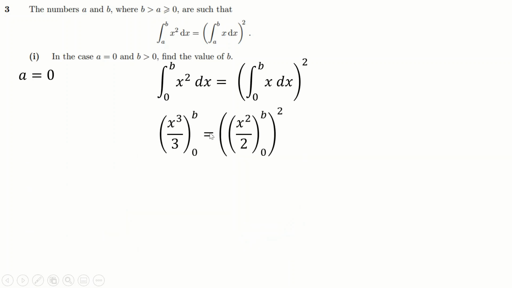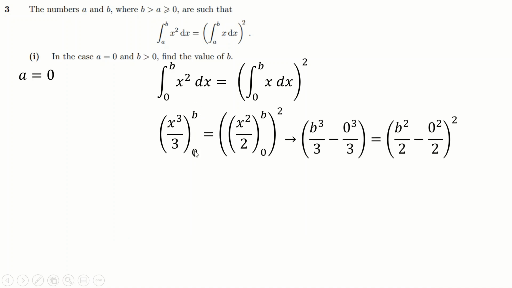That's what we're doing. But anyway, we can do this. That's x cubed over 3. That's x squared over 2. You put in your 2 limits. You start with the one at the top and you do this one, and then you take away when you substitute that one in. I'm sure you know how to integrate if you're watching this video. This is obviously 0. This is obviously 0. So we just end up with this because b squared over 2 all squared is b to the 4 over 2 squared, which is 4.